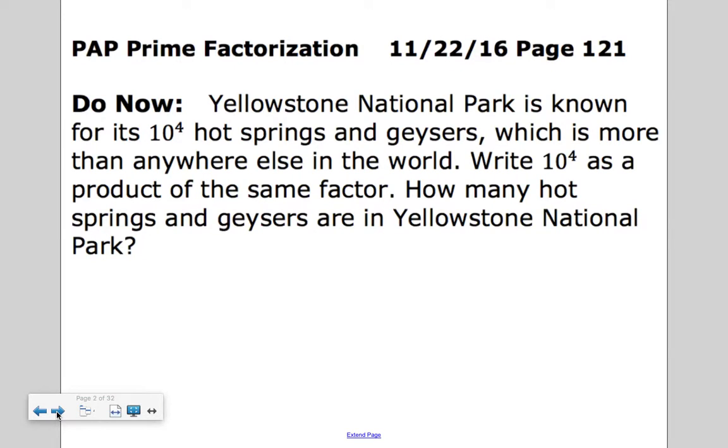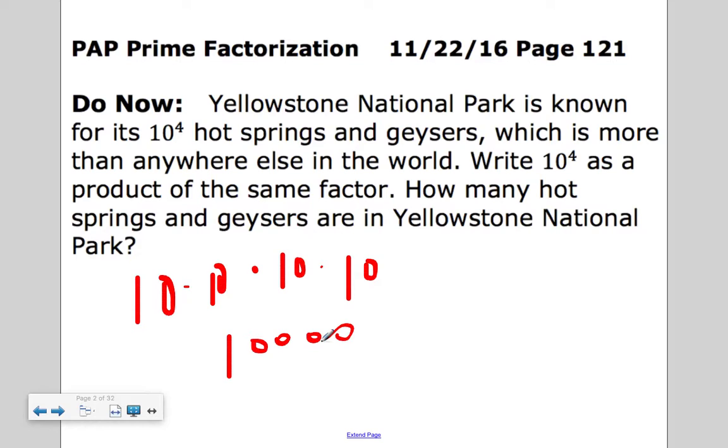So Yellowstone National Park is known for its 10 to the 4th power of hot springs and geysers, which is more than anywhere else in the world. Write 10 to the 4th power as a product of the same factor. How many hot springs and geysers are in Yellowstone National Park? Well, the base is 10. The exponent is 4. That means this base of 10 will repeat itself 4 times. So 1 times 1 times 1 times 1 is 1. There are 4 zeros that follow it. So the answer is 10,000 hot springs and geysers.